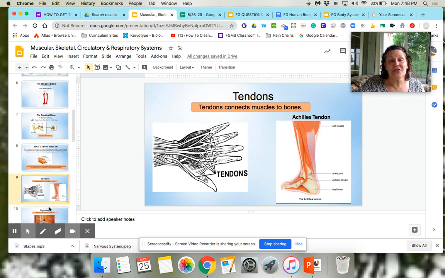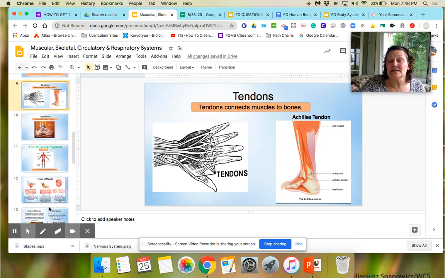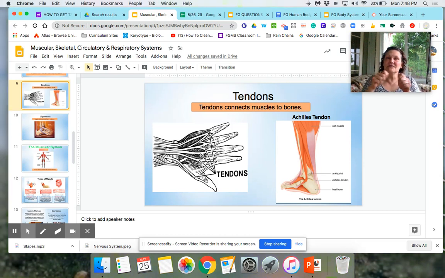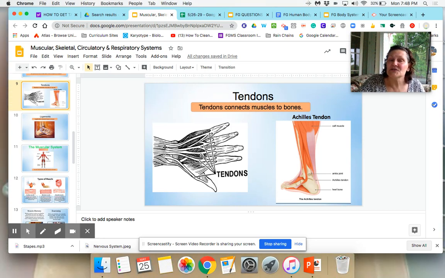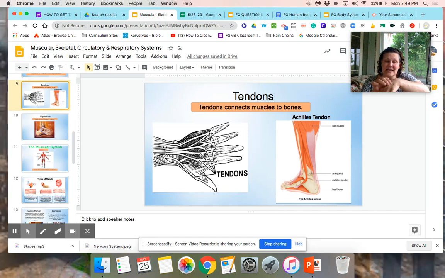One of the other things that is part of the skeletal system is something called a tendon. Your tendons are very, very tough fibers that attach bones to muscles. It's showing a hand on the left. When you move your hand, you can feel the tendons at the top of your hand, and it's moving the muscle, right?